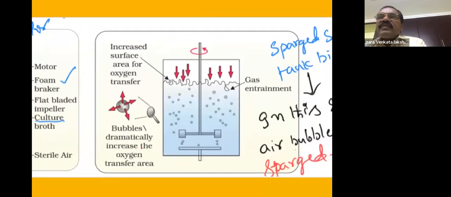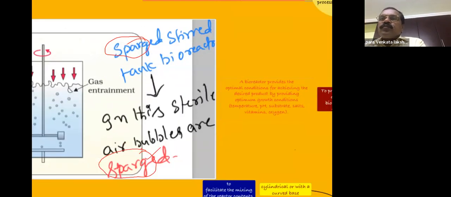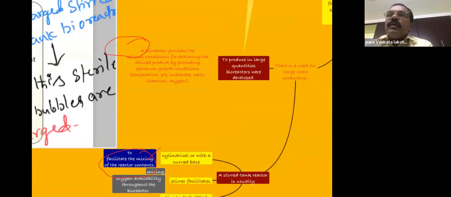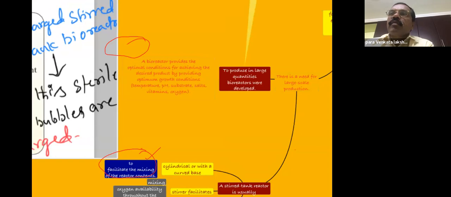Okay, the surface area can be increased like this. And here, the bubbles dramatically increase the oxygen transfer area. So this is the arrangement which is present in this bubbled, sparged bioreactor. In this bioreactor, what does it provide?